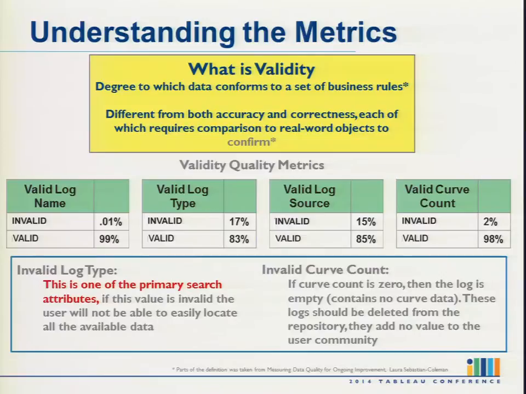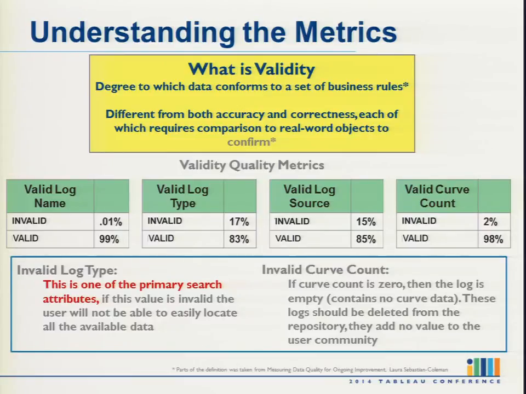Okay, understanding the metrics. Here's something that happened. The first time we did data quality, we put out all these reports. And what we heard was, "My data is like 95%. That's good. I shouldn't have to worry about it. Who's worrying about 5%? You know, that validity, that valid log name thing, I don't even know if I need to worry about that. So why should I care?"